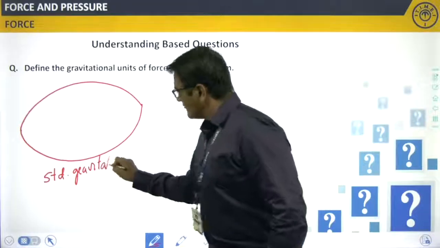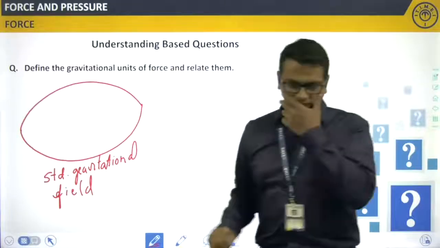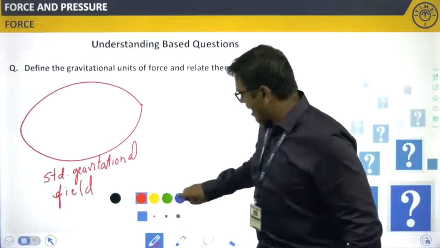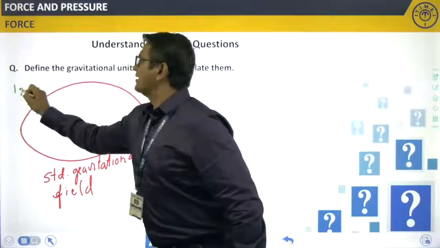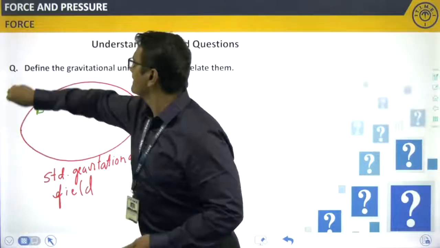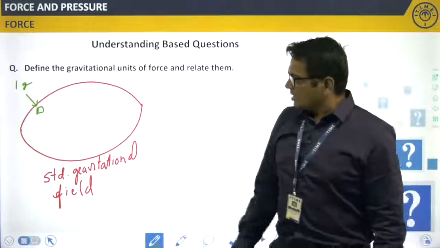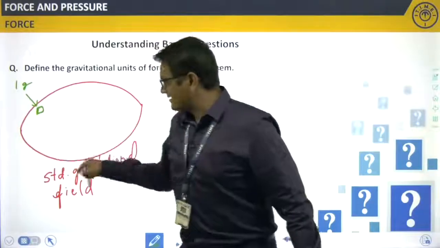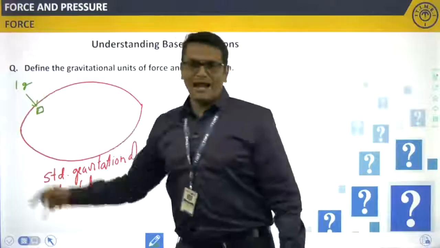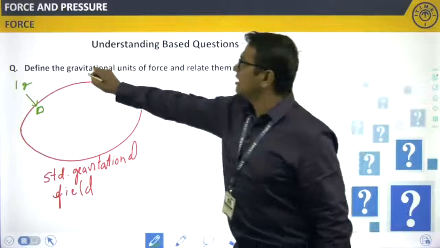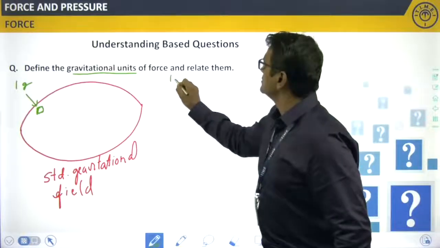gravitational field, right? This is a standard gravitational field. Just in case I have a body here of 1 gram. The mass is 1 gram. Okay. So the mass of the body is 1 g, 1 gram. The force would act on this because it is in the standard gravitational field. The force on a body of mass 1 gram is called 1 gram force. So what is the unit of gravitational force in CGS system? That is 1 gf.